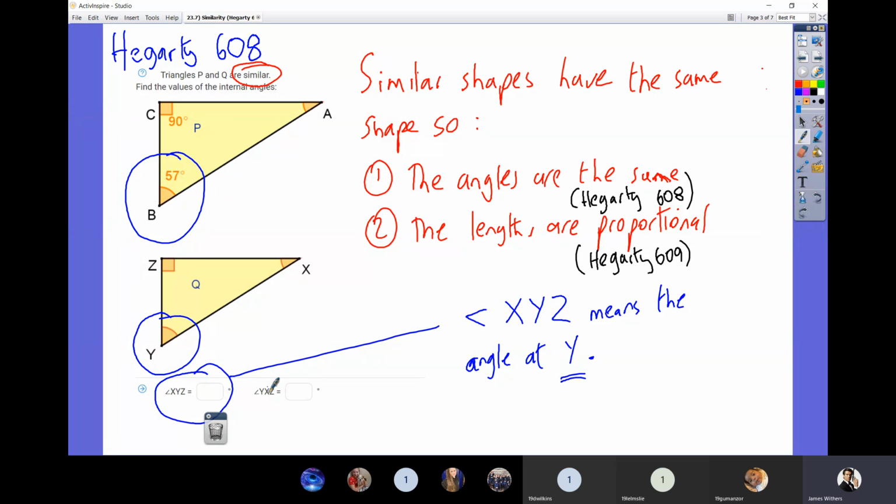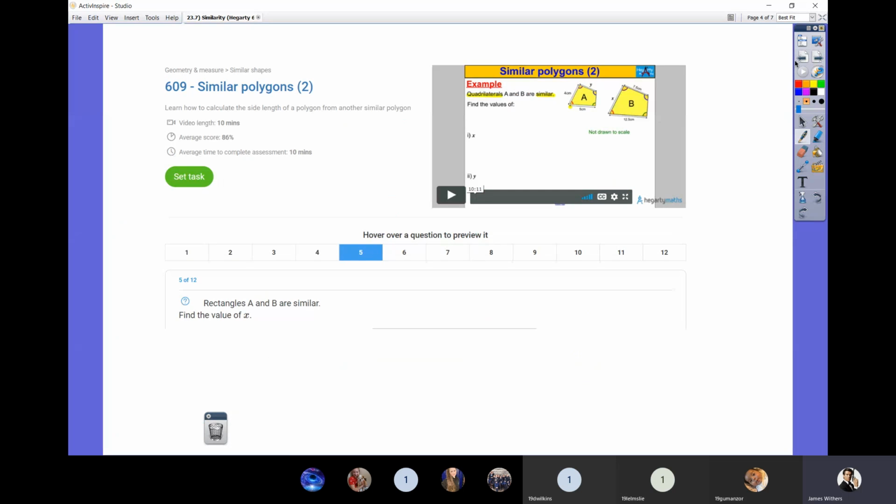So you may want to do that as an extra, but please don't do that to take you over your allotted time for maths. And please don't do that until you've done what I do want you to do, which is number 609. Okay, 609.